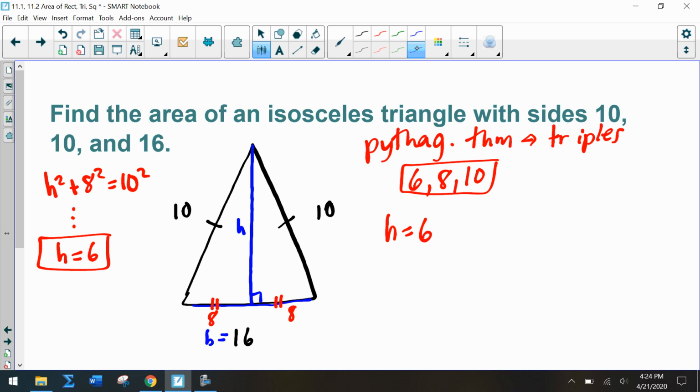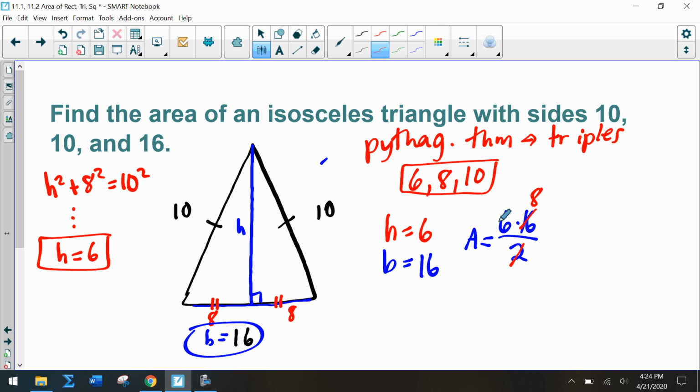So now we have our height is 6, and our base, the whole base, is 16. So we have 6 times 16 over 2 is our area. From here, we don't have to multiply the 6 times the 16, but I can reduce. So I can say 2 goes into 16 8 times, and then I can do 6 times 8. That gives me 48 square units. So there's going to be things that we're going to have to do to these triangles in order to find the base and the height. And the base and the height are going to always be perpendicular.